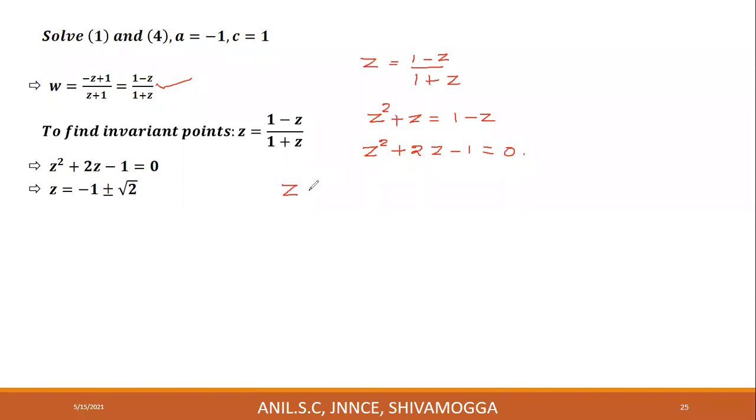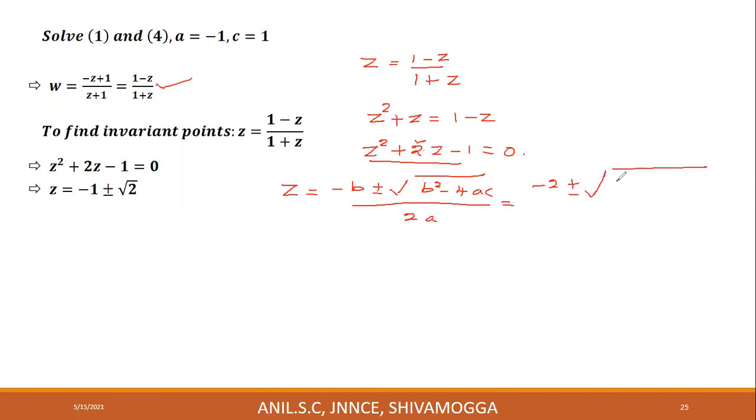Clearly this is a quadratic equation. The roots of this quadratic equation are given by minus b plus or minus square root of b square minus 4ac, divided by 2a. Substitute b equal to 2, therefore minus b is minus 2. b square is 4, minus 4ac, with a is 1 and c is minus 1, so 4 into 1 into minus 1 is plus 4, divided by 2a, a is 1.